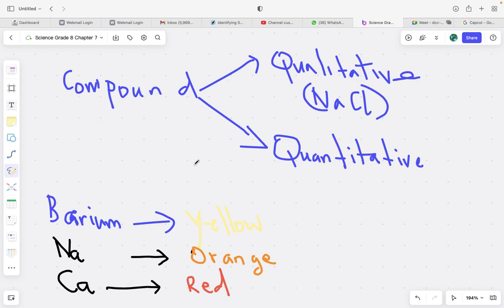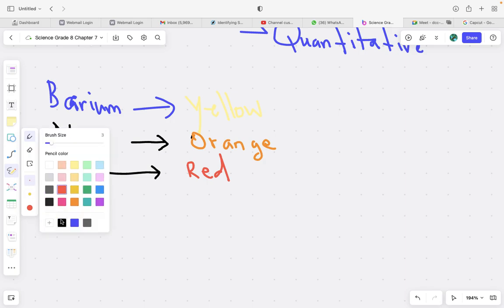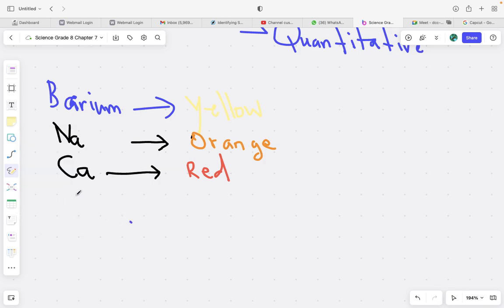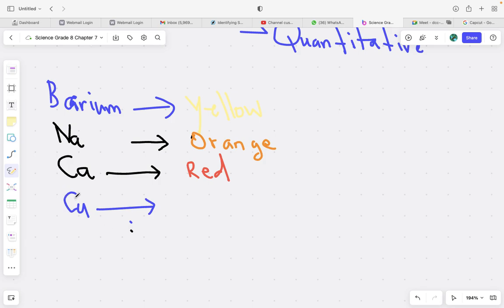Then, which other element again? Copper. Okay, copper is Cu, right? Yes. Copper is Cu. Copper gives what? A green flame. A blue. Oh, I should have written it with black, since it's giving a blue flame. Okay, let's change that. Copper gives. Let's write it with black. Then the flame we write with blue.